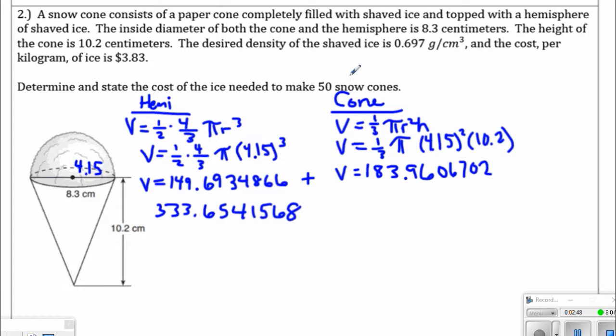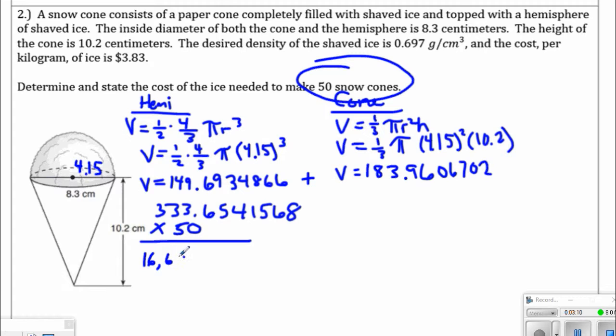As I did in number one, I like to multiply by this 50 now because, like I said, sometimes you might forget about it. We really need the cost of 50 cones, which means the volume can be multiplied by 50 right now. Okay, so I'm going to take the volume of the hemisphere and the cone together and just multiply that by 50. And once we do that, we have 16,682.70784. And this is, what was this in centimeters? So this is going to be cubic centimeters.